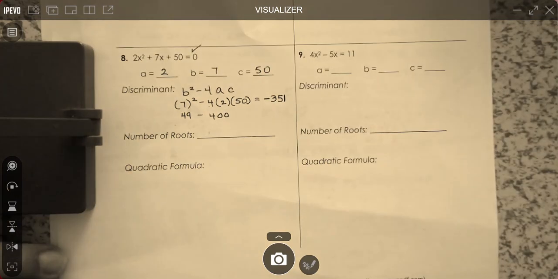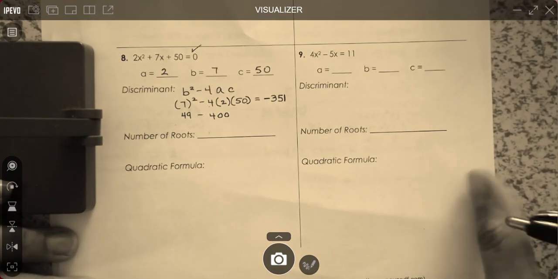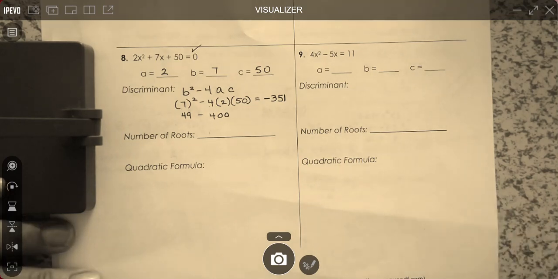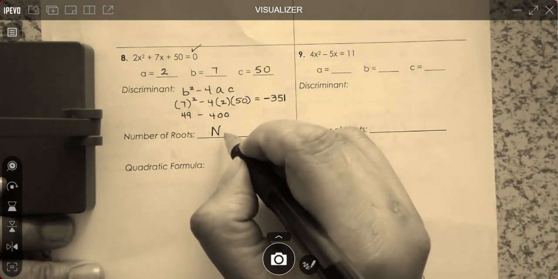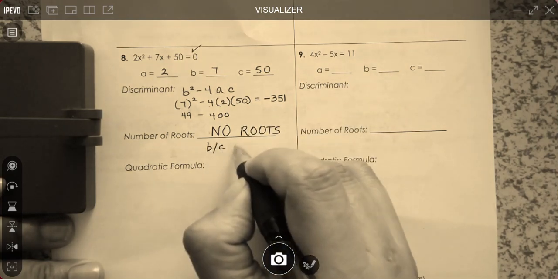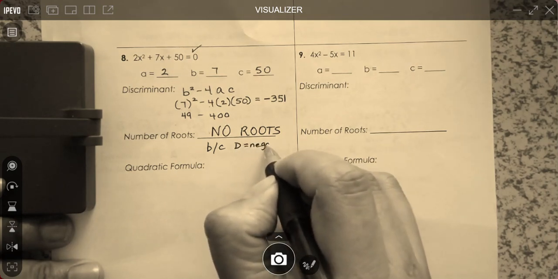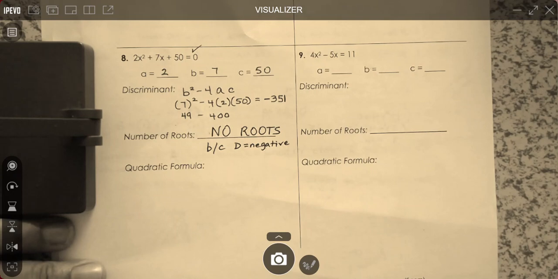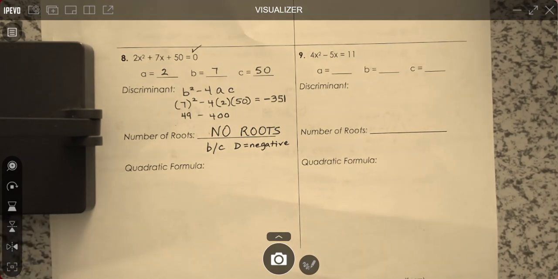Okay, your discriminant is negative 351. How many roots do you have? No roots because the discriminant is negative. You cannot be rational or irrational if you're nothing. You have to be something. But if it's 0 roots, that's so weird. It's not the actual value of 0, it's the absence of a root.